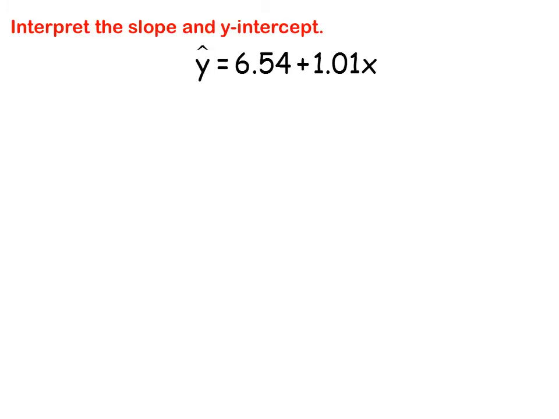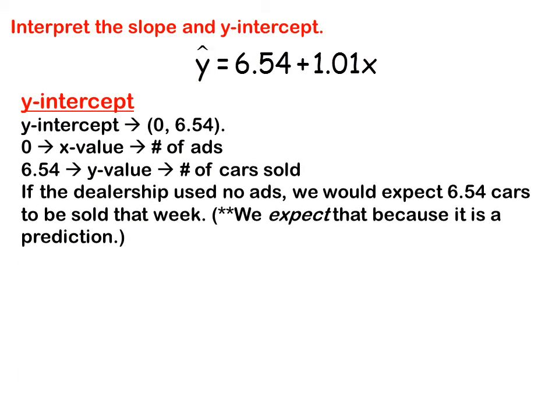So let's interpret the slope and the y-intercept. The y-intercept is (0, 6.54). 0 is the x value, which is the number of ads, and 6.54 is the y value, the number of cars sold. If the dealership used no ads, we would expect 6.5 cars to be sold that week. We expect that because it is a prediction. We can't say for sure that 6.5 cars would be sold that week.